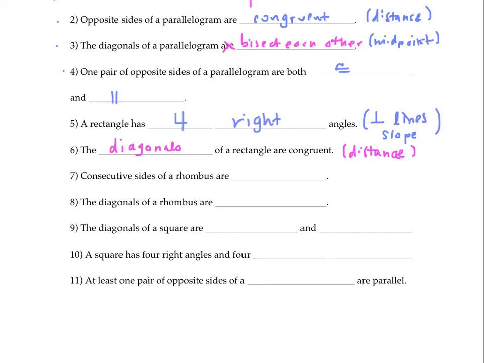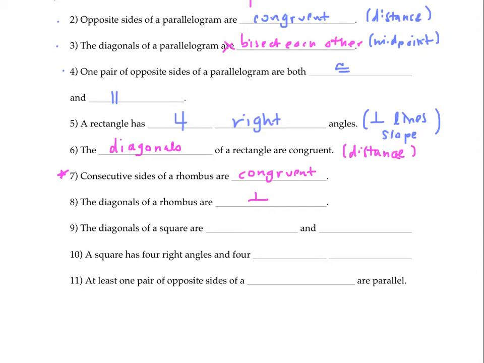Number 7, you have to keep in mind number 7 for later. Consecutive sides of a rhombus are congruent. So if you prove that something's a parallelogram, you can then prove it's a rhombus if you prove that two consecutive sides are congruent to each other. Number 8, the diagonals of a rhombus are perpendicular. Let's just use the symbol for perpendicular.